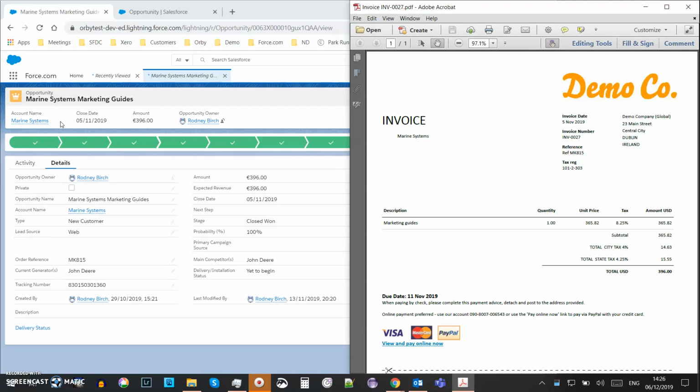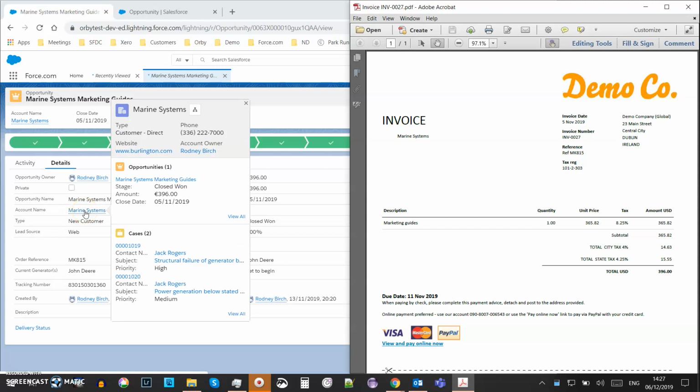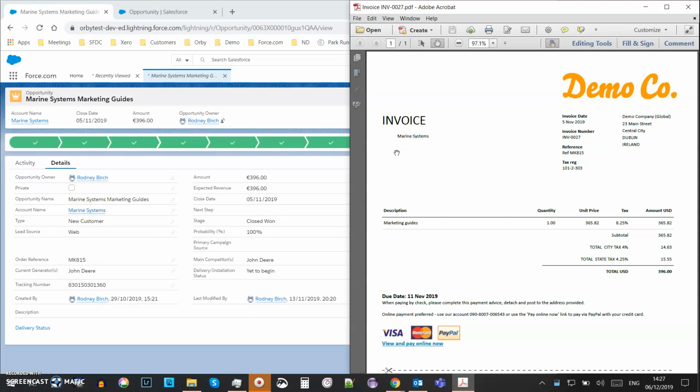business information. So the invoice is to Marine Systems, and what we have here is the opportunity is called Marine Systems Marketing Guides. However, in the account, which is the entity that the CRM or the salespeople have worked with, the customer is Marine Systems. So mapping the customer, Marine Systems, to the invoice is fairly straightforward. You can also see that the customer's account would be used. In Salesforce, there's a billing address that would be used for billing.